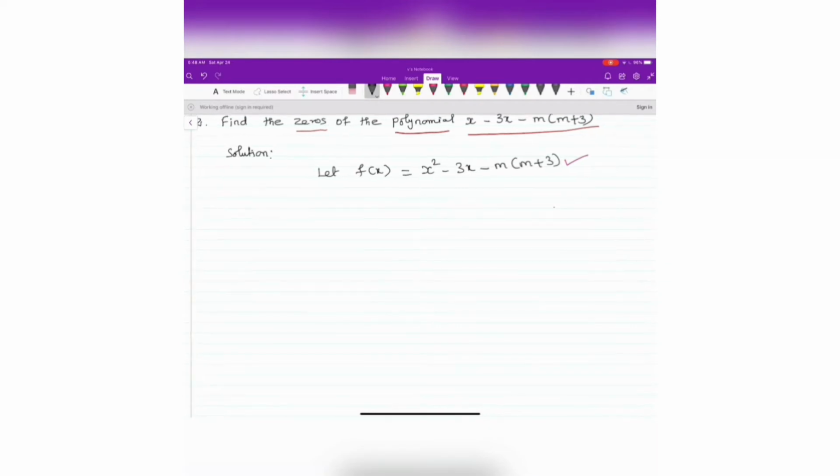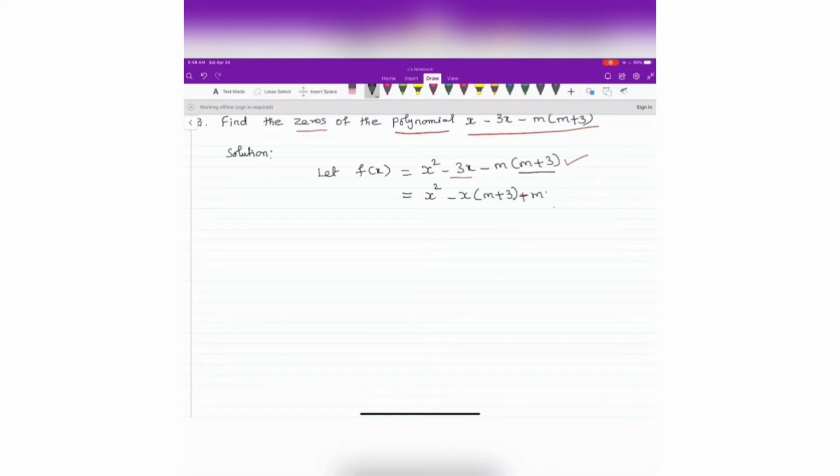Now see here, I can write this as x square minus x into m plus 3. By doing so, I will be getting minus mx minus 3x. But minus 3x is already there in the given polynomial. But minus mx is not there. So, let me write here plus mx.